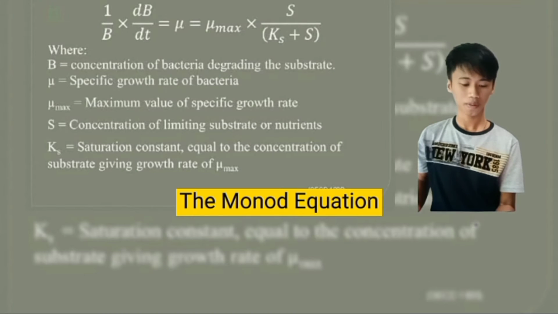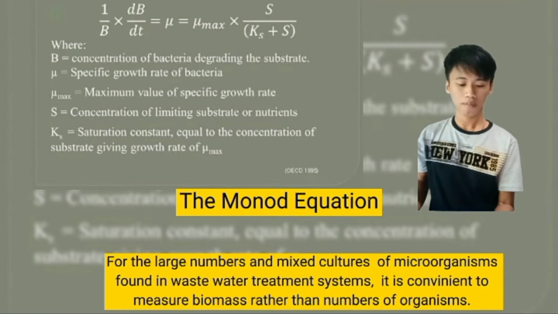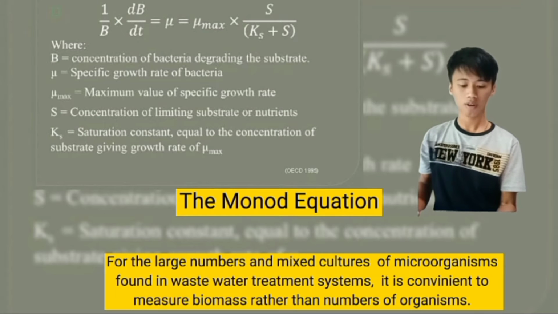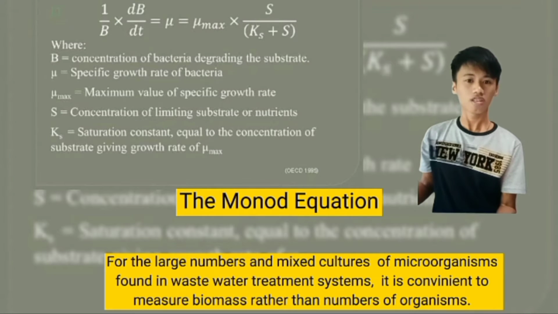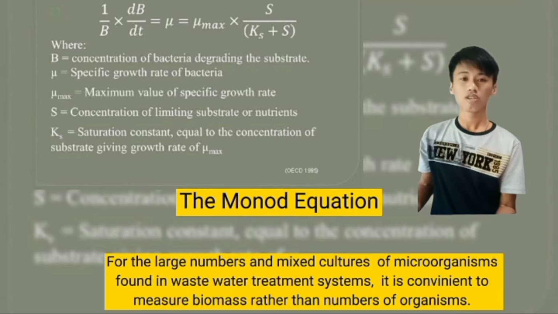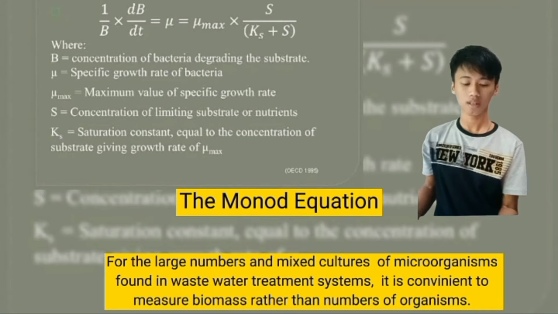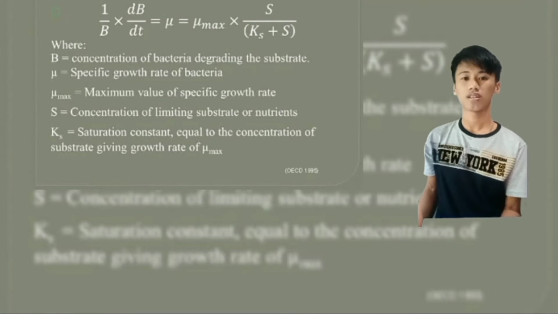The Monod equation. For the large numbers and mixed culture of microorganisms found in the waste treatment system, it is convenient to measure biomass rather than numbers of organisms.